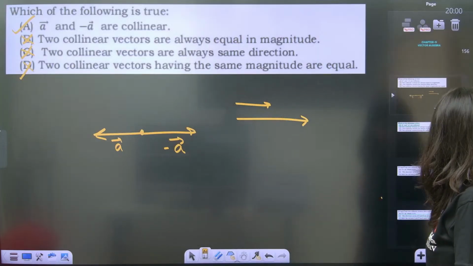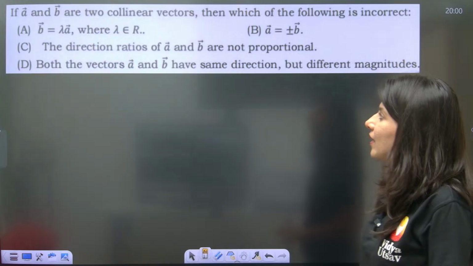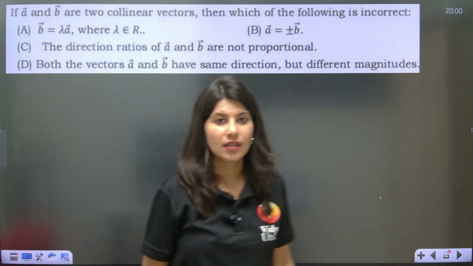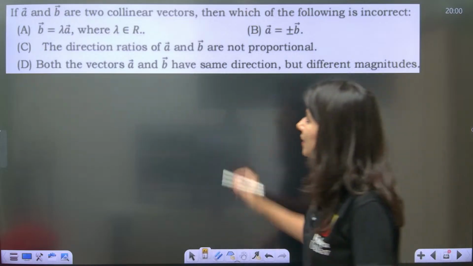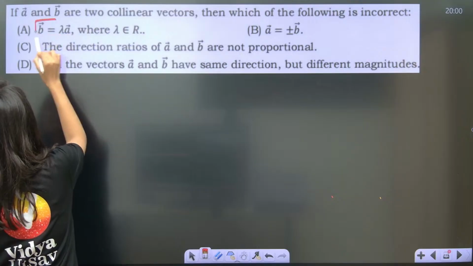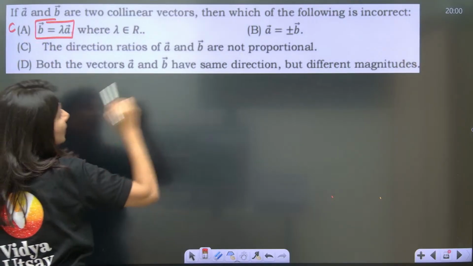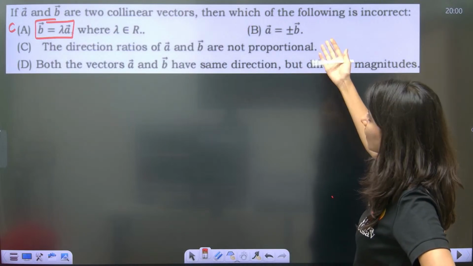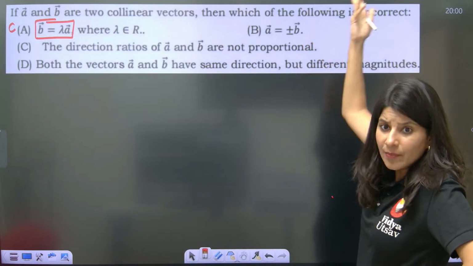Alright, now the next question. Can you see? If A and B are two collinear vectors, then which of the following is incorrect? So A and B are collinear vectors. For collinear vectors, you know that B is equal to lambda times A. This is correct. And A is equal to plus minus B. This also can be correct.